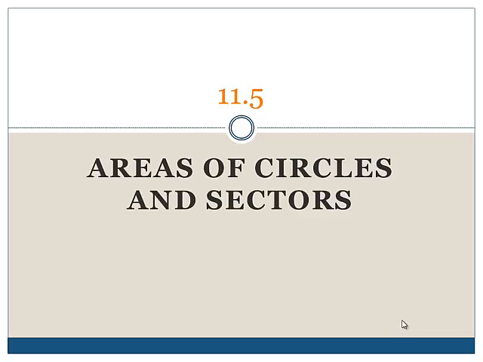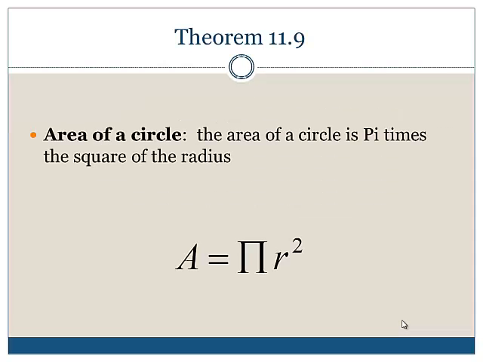11.5 Areas of circles and sectors. The area of a circle is pi times the square of the radius. So this is pretty standard. You guys should have seen this before. Area is equal to pi r squared.